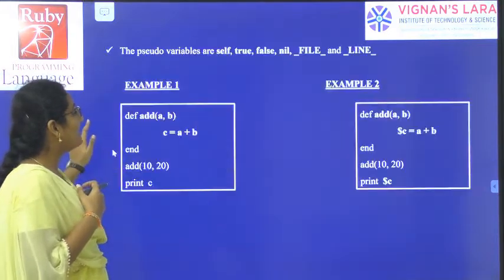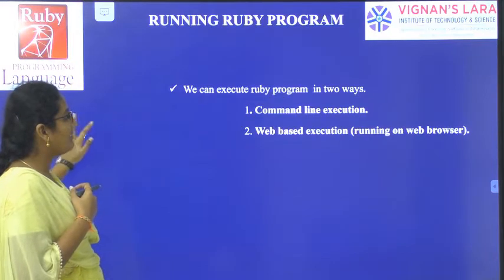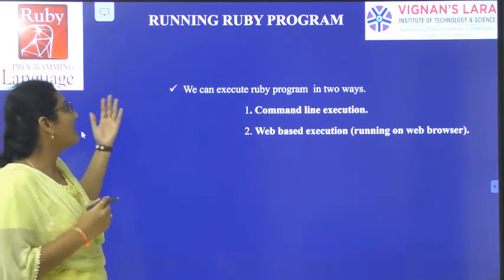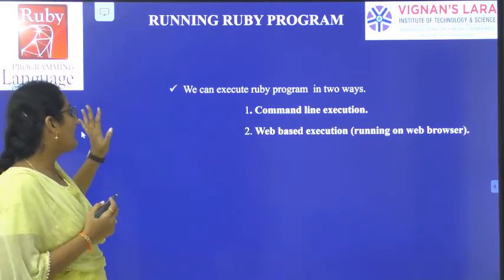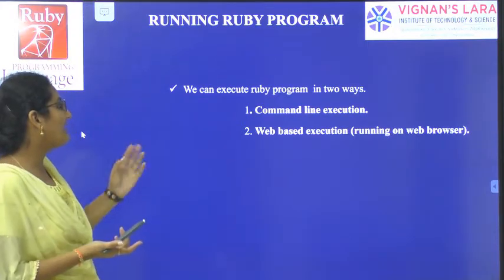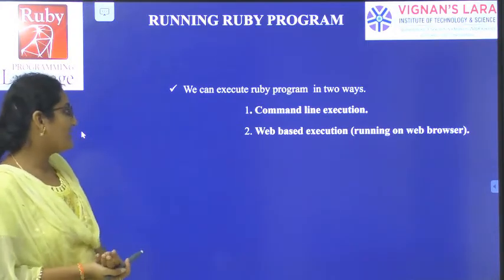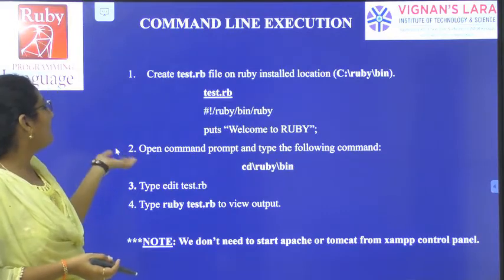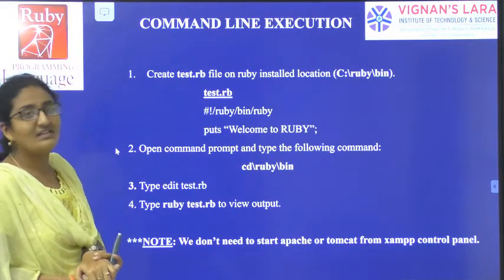About the variables also we have seen in the last class. Examples of variables also we have seen. And the next one is running the Ruby program. We can run the Ruby program in two different ways, either in the command line or in the web-based execution. How to run Ruby in the command line also we have seen in the last class.